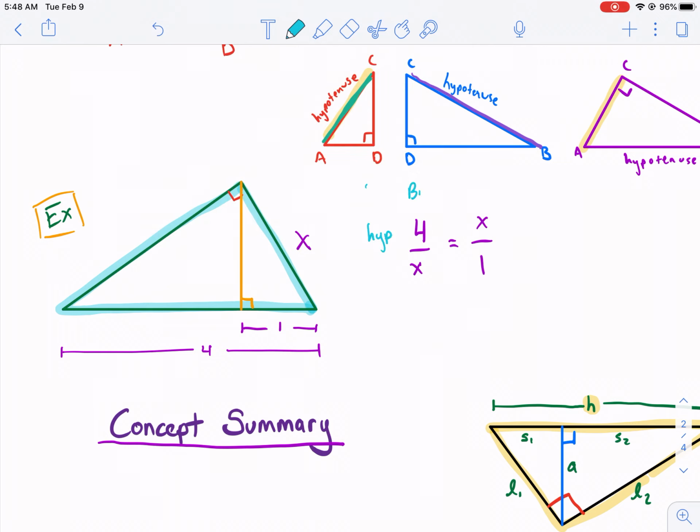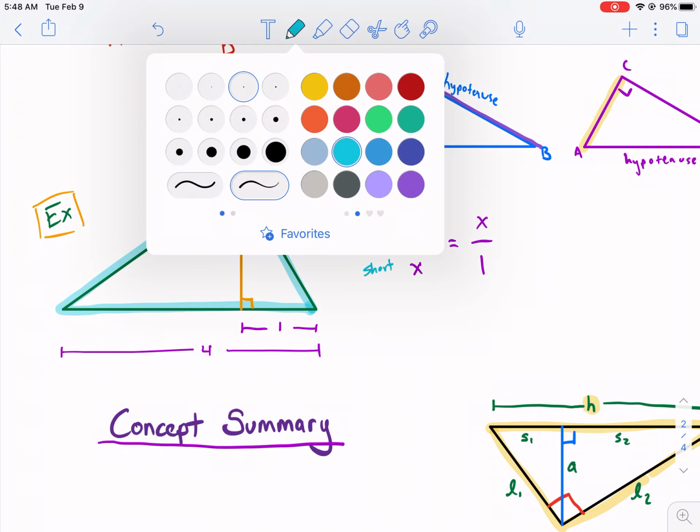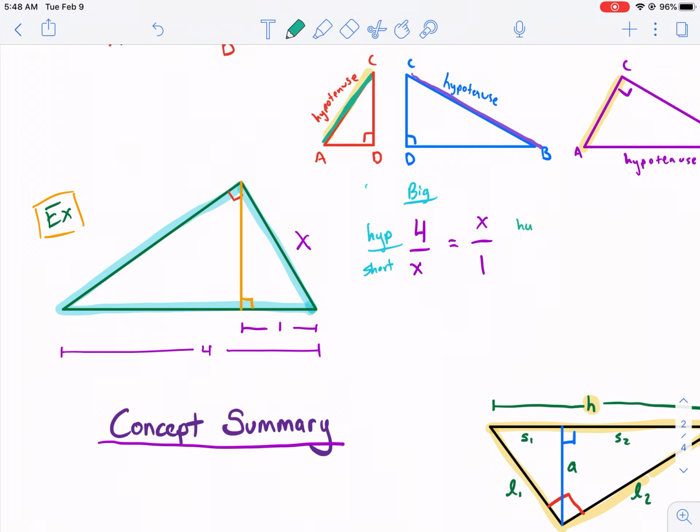So this is the big triangle we're comparing here. And the x is the short side of the big triangle. So again, we have to compare the hypotenuse over the short. If we do it on the left, we have to do it on the right. Now, x is the hypotenuse of what triangle? x is going to be the hypotenuse of the small triangle. And then 1 is clearly the short side of the small triangle.